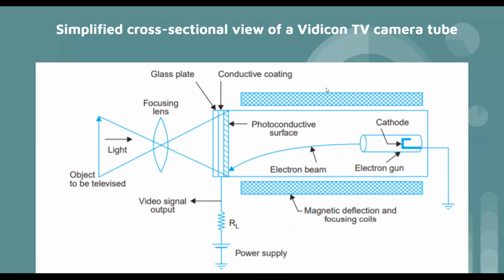So what are the key points? You have to notice here: one, the object, and two, the light beam. The beam of light is required, and there is the focusing coil, etc.